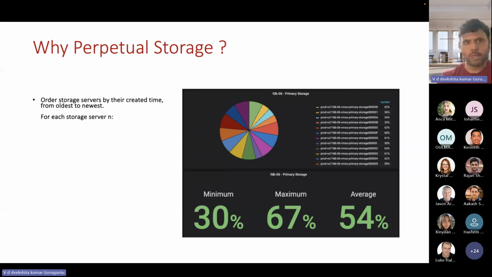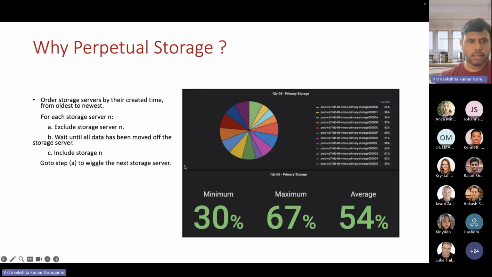So what is the algorithm of perpetual storage? It will order storage servers by their created time, from oldest to newest. Then for each storage server, one at a time, it will exclude the storage server. For example, if you are running around 7 processes in one storage server, it will exclude only one process. It always minimizes the impact on the live traffic. That's why it excludes only one storage process at a time. It will wait until all data has been moved off the storage server. Then it includes the storage server back, and performs the same operations on the next storage server.